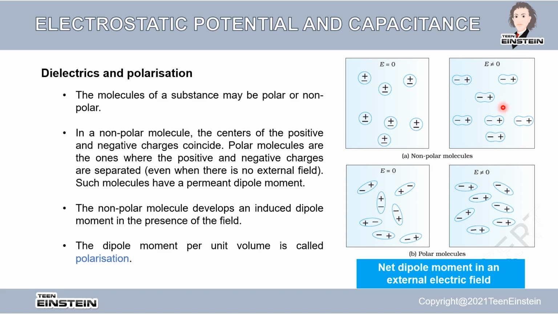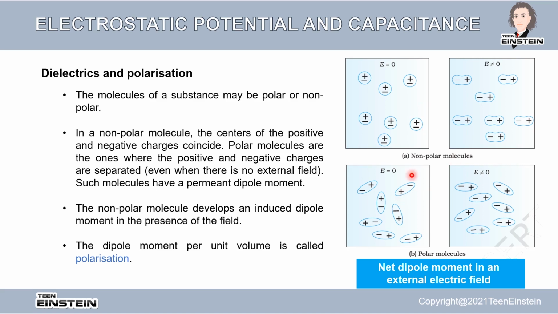So if you see in this case, there is a dipole moment created because of the applied electric field here in the case of non-polar molecules. So this is how a dielectric with non-polar molecules gets polarized. When we say polarized, it means it creates a dipole moment because of the applied field. So what happens in the case of polar molecules?